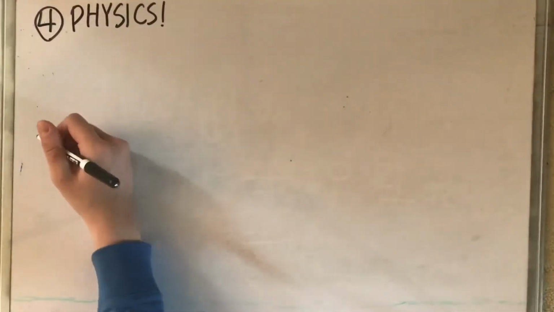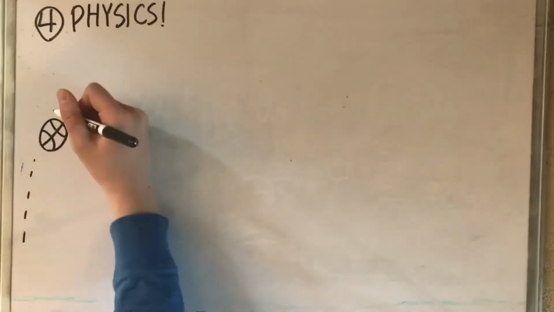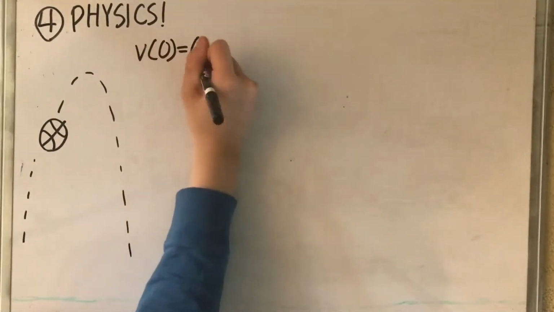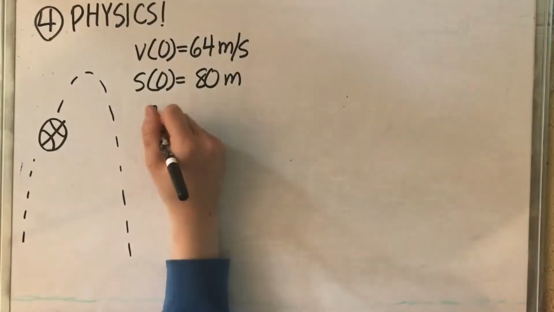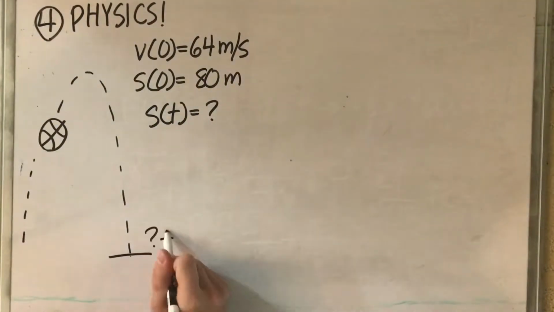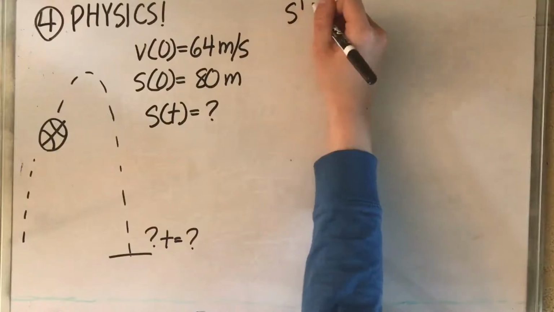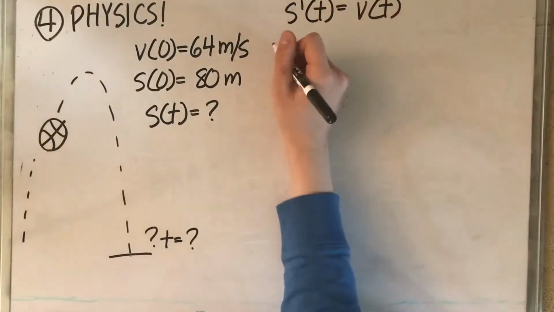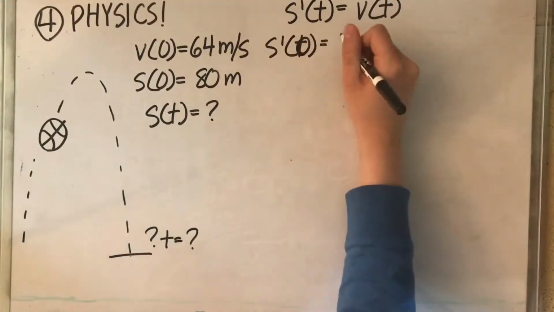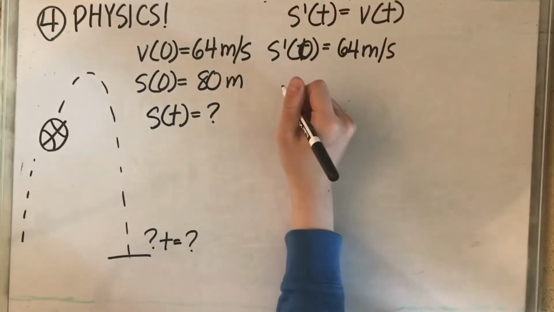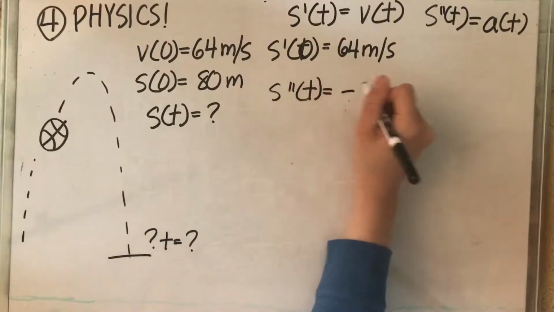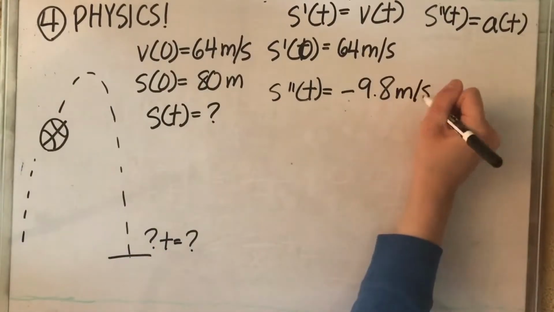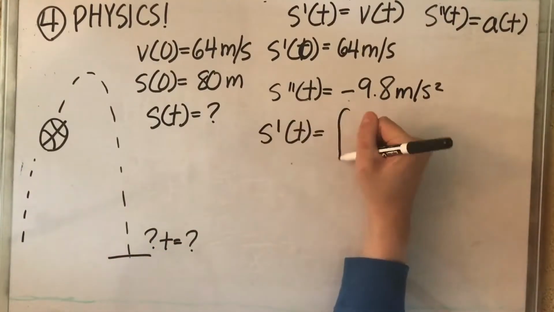We all know physics and calculus go hand in hand, so let's put that into practice with example 4. A ball is thrown upward with an initial velocity of 64 meters per second from an initial height of 80 meters. We must find the position function giving the height s as a function of the time t, and we must find when the ball hits the ground. We know from differentiation that the derivative of the position function is the velocity, and the second derivative of the position function is the acceleration. So let's use that knowledge here and plug in the information that we are given.